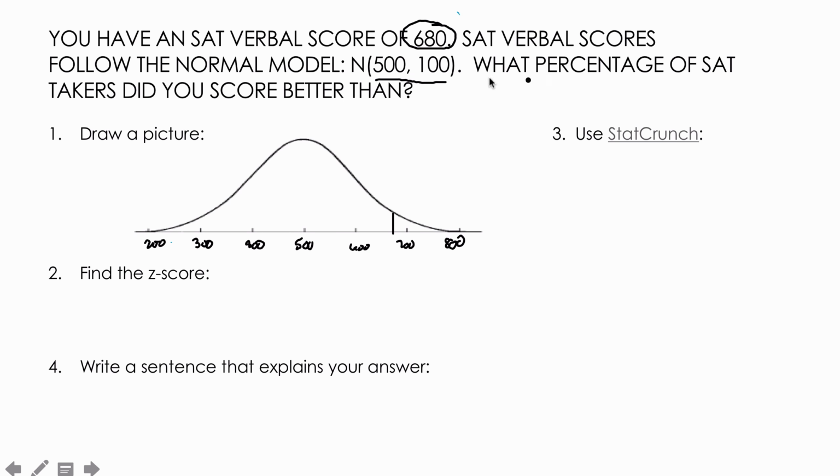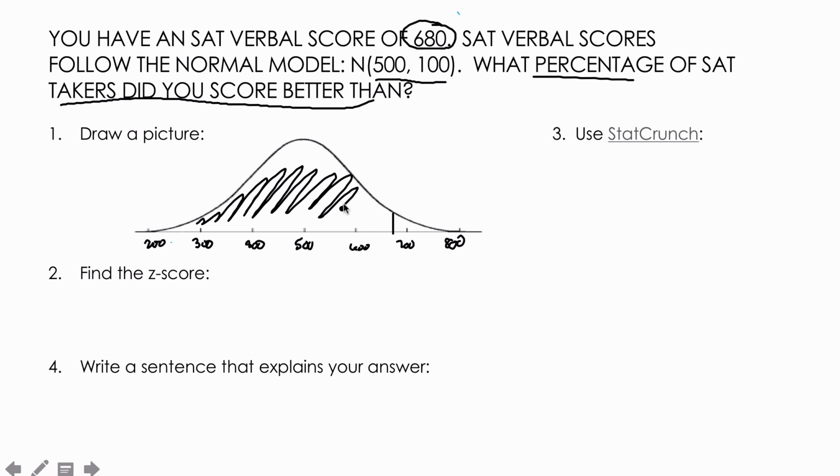And I also need to incorporate the question, and the question says, who did I score better than? What percentage of people did I score better than? Which means I want to know what is the percentage of people less than my value, because these are all the people that had lower scores than I did. So I know that when I'm actually finding my probability, I'm finding the probability that it's less than or equal to my score, which is 680.